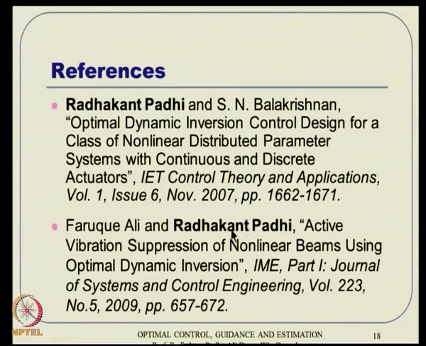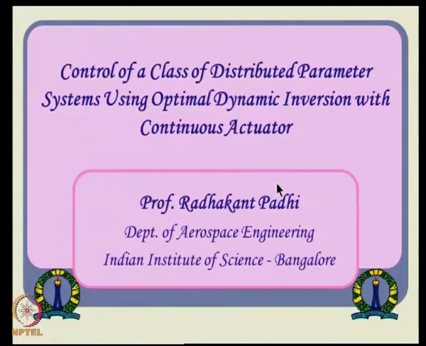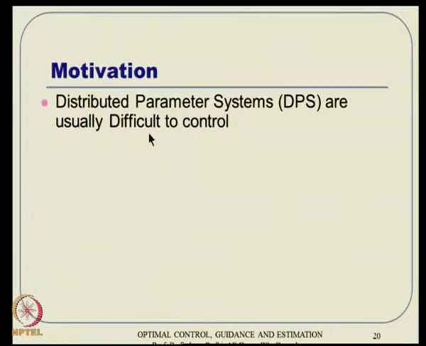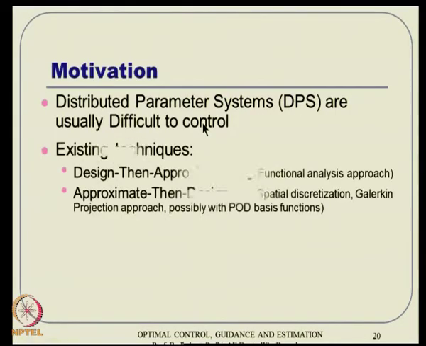Then you can do many good things, and those are basically theoretically more elegant. Alright, so first we start with problems like that with continuous actuators. The motivation is something like this, quickly to summarize. Distributed parameter systems are usually difficult to control in general. Existing techniques: design then approximate, or approximate then design.